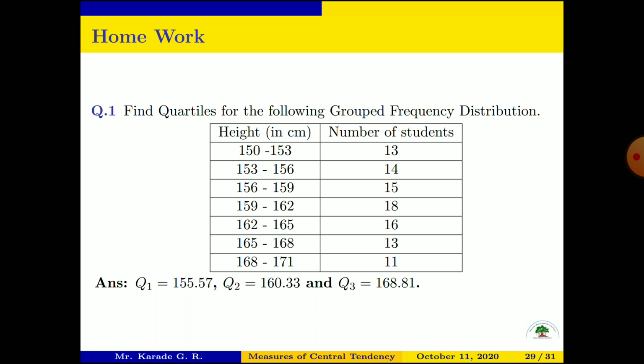This grouped frequency table is given to you, and by using this grouped frequency distribution, try to find out the quartiles Q1, Q2 and Q3. Here in the answer, the values of Q1, Q2 and Q3 are given. You try to solve this problem on your own and verify your answers with these answers.